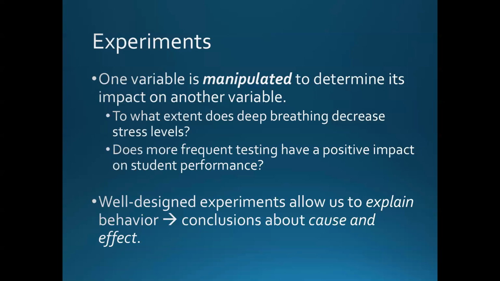So we can see this direct cause and effect. We can manipulate our independent variable to see if those two groups differ in some way. And that will allow us to have this cause and effect relationship. So well-designed experiments allow us to explain behavior, which allows us to draw conclusions about cause and effect.